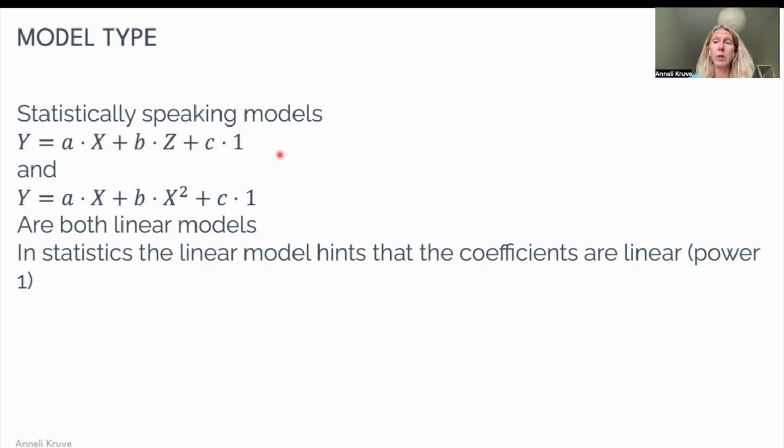And this is because in statistical fitting, we are solving the equations not from the X and Z perspective or X squared perspective, but from the coefficients A, B, and C perspective. And because they are all in the power of one, these are considered statistically linear models.